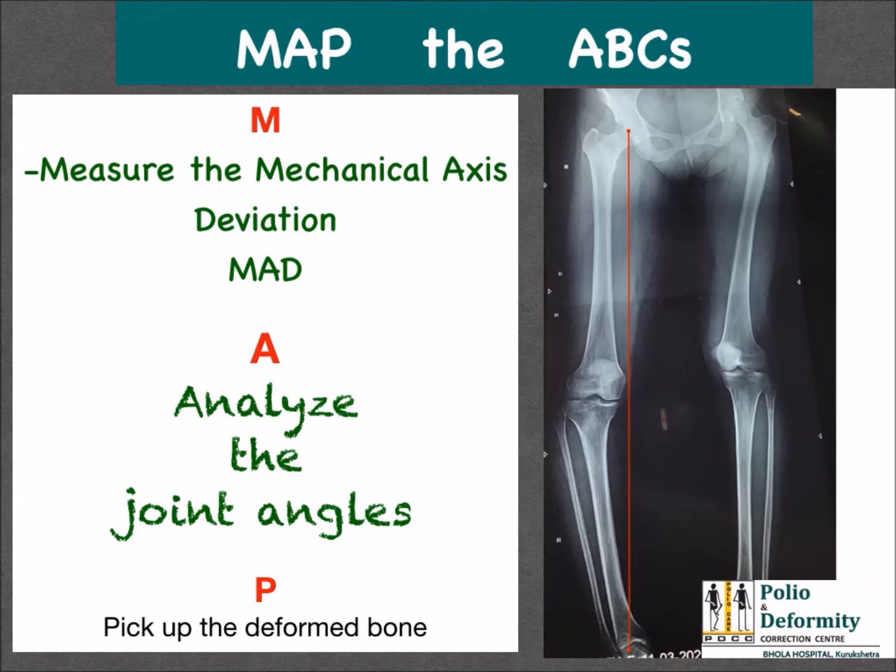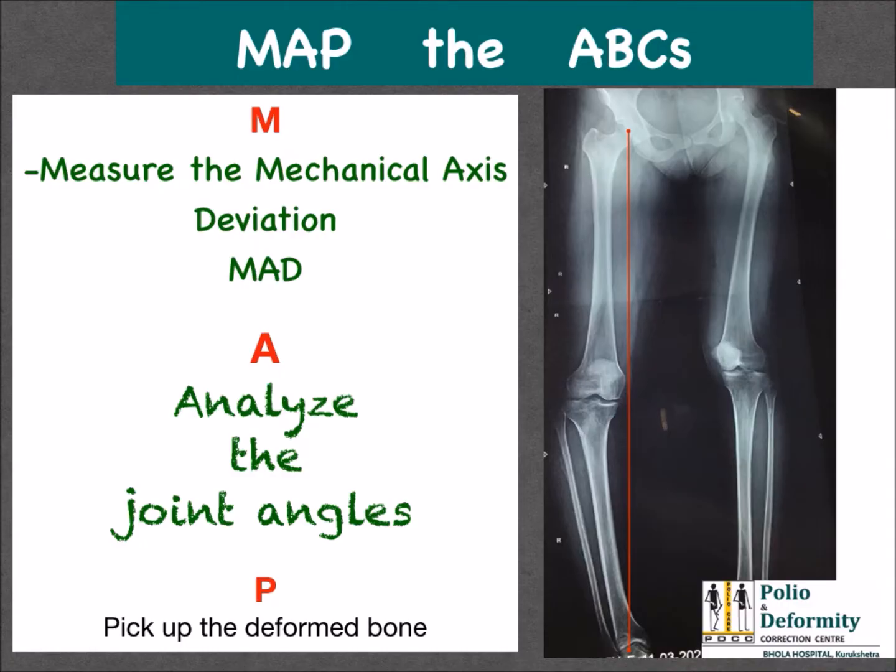Basic MAP the ABC. MAP means measurement. M stands for measurement of the mechanical axis deviation, MAD. A for analyzing the joint angle and P for picking up the deformed bone. First M, measure the mechanical axis deviation, MAD. If the center of the hip and center of the ankle are joined with a line, the knee stands out of this plane. This means there is malalignment and the knee is in varus.